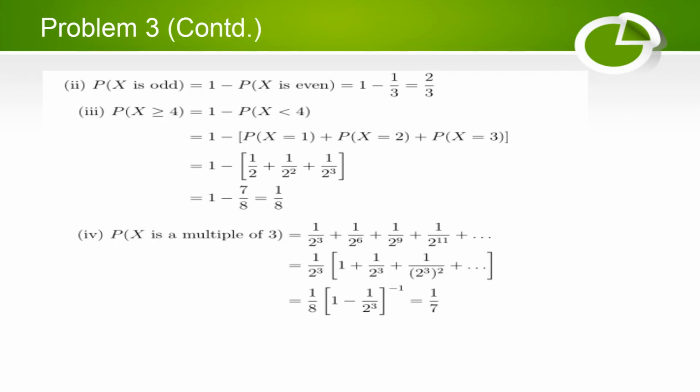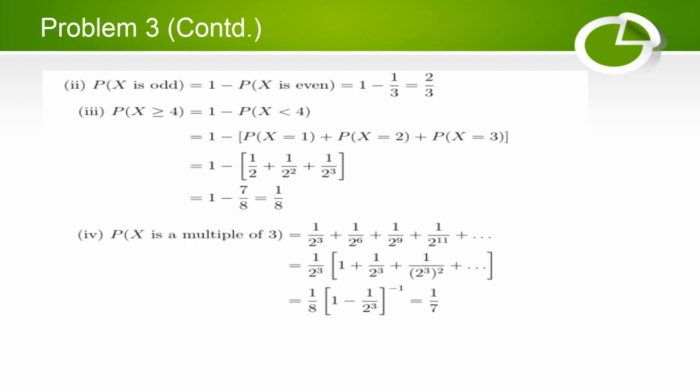P of x is odd equals 1 minus p of x is even equals 1 minus 1 by 3 equals 2 by 3. P of x greater than or equal to 4 equals 1 minus p of x less than 4 equals 1 minus [p of x equals 1 plus p of x equals 2 plus p of x equals 3] equals 1 minus [1/2 plus (1/2)^2 plus (1/2)^3] equals 1 minus 7 by 8 equals 1 by 8.